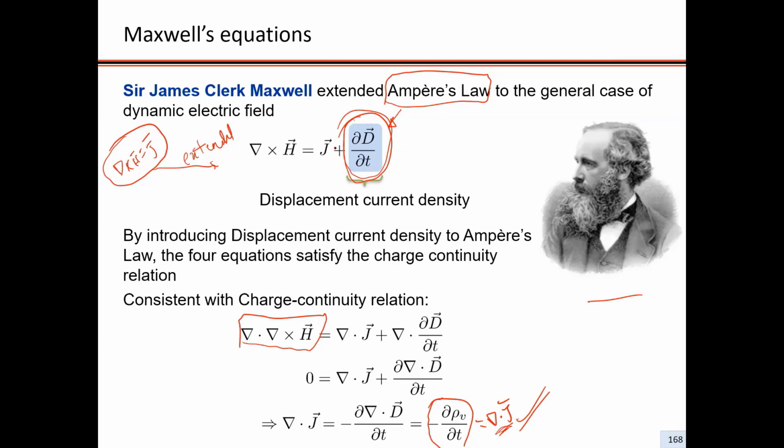So his fundamental contribution, this term, the ∂D/∂t, is what is called the displacement current density. It's called displacement current. So there's a term J and there's a term ∂D/∂t. Both are currents.